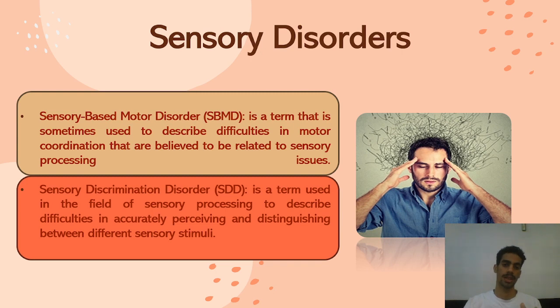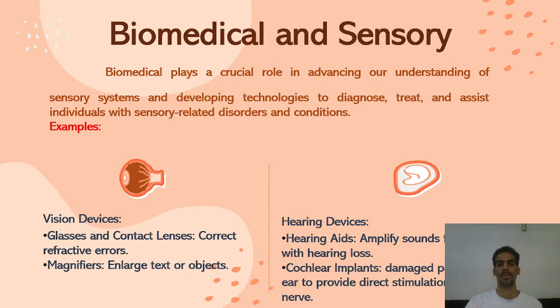Here the second disorder is sensory-based motor disorder, SBMD, and the sensory discrimination disorder, SDD. Biomedical and sensory system: for vision, as we mentioned before, the glasses and contact lenses, and for hearing, hearing aids and cochlear implants.